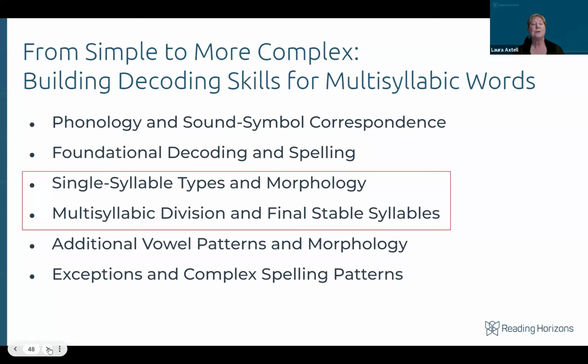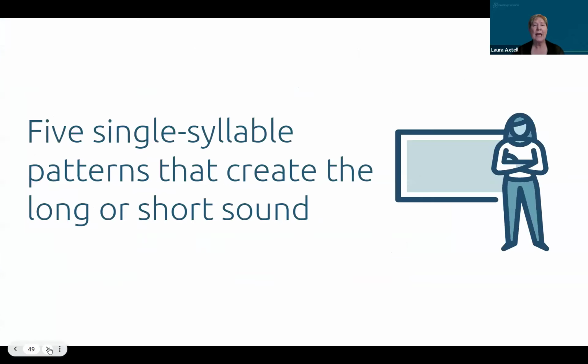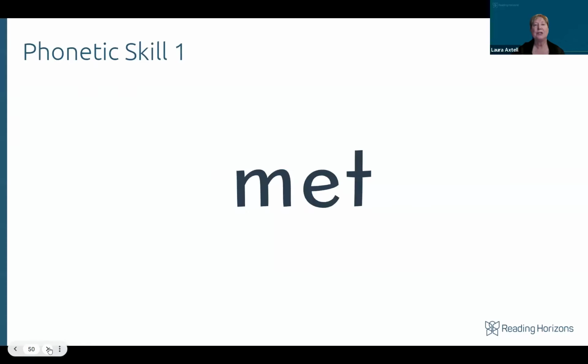So now we're going to go into those single syllable types. And I didn't know this, but there are only 5 single syllable types that create a long or short sound in English. I'm just going to go through them really quickly. As I mentioned, we don't use the terms open and closed, but we use a marking system. So as you saw earlier, we find the vowel, very, very important. Now we're going to look behind the vowel, because it's what follows the vowel that determines whether it's short or long. And I didn't know that.